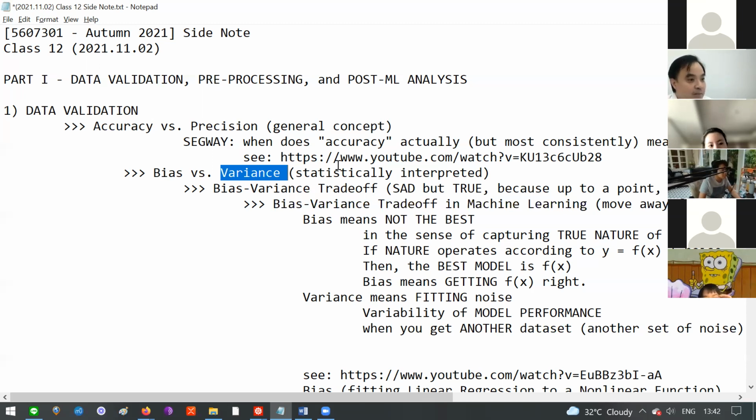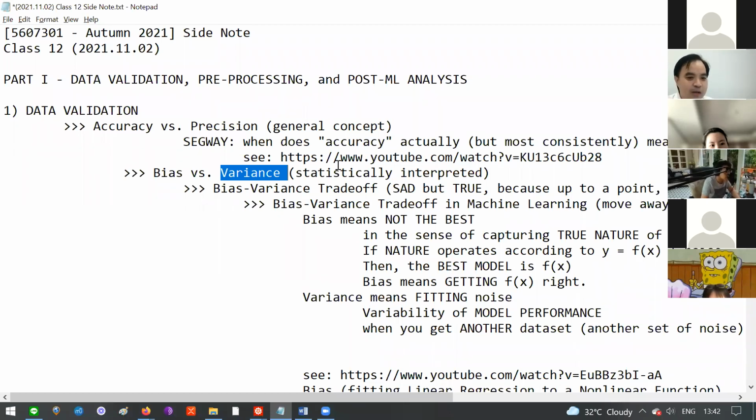Be very careful. Last year, if you studied statistics properly, you will know about bias versus variance. That has statistical meaning. Bias means you don't get the right mean. Variance means the standard deviation of your model is all over the place. But in machine learning, they adopt this term, okay? And I really don't like this at all.